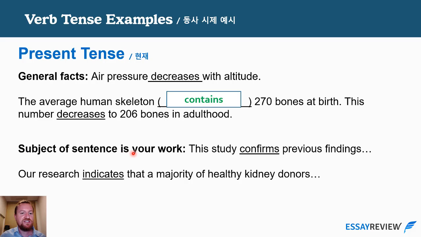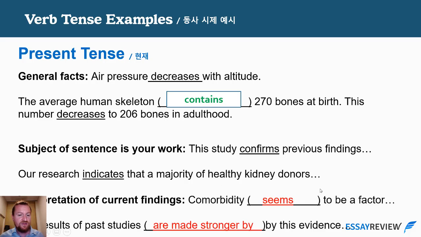When the subject of the sentence is your work, right? The study confirms previous findings. Our research indicates that a majority of healthy kidney donors... or the interpretation of current findings. So, comorbidity seems to be a factor. I want to improve this. I want to use one more Latin word. Actually, this might not be straight from Latin, but a little bit stronger academic verb. Comorbidity appears to be a factor.